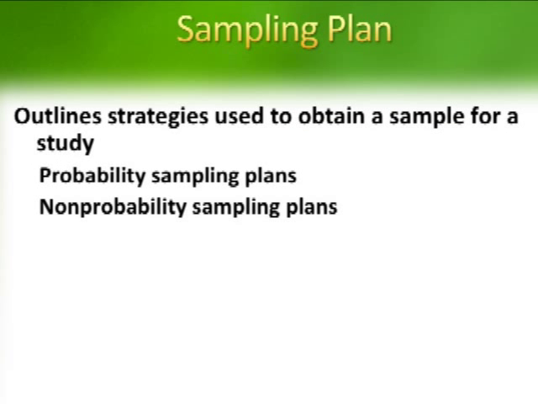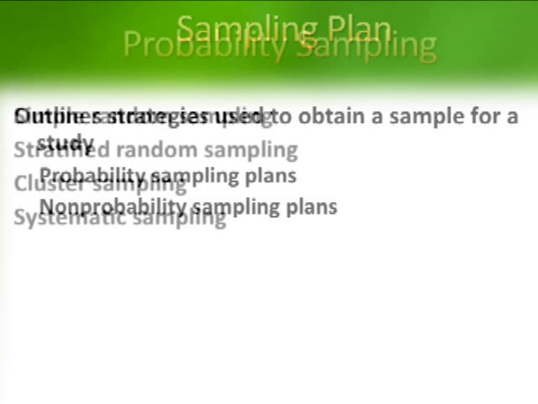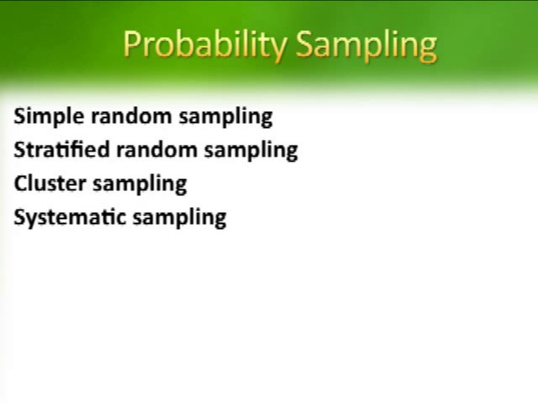Now, there are two types of sampling plans that can be used to get a sample for your study. One are probability sampling plans, which are the ones that are preferred. The second one is non-probability sampling plans, and you're going to find that most studies use non-probability sampling plans, much to my chagrin. Now, the probability sampling plans include simple random sampling, stratified random sampling, cluster sampling, and systematic sampling.